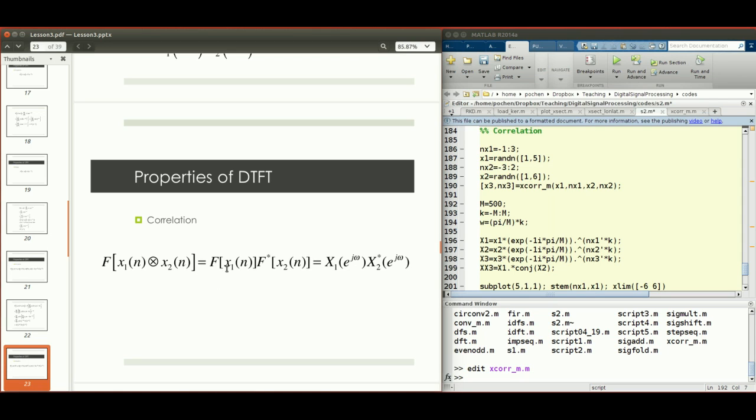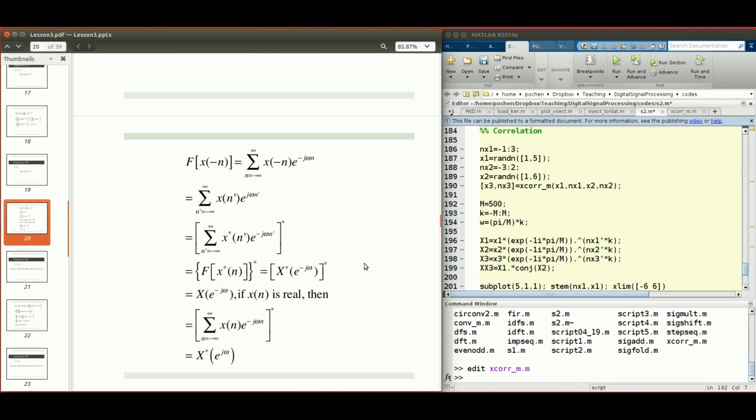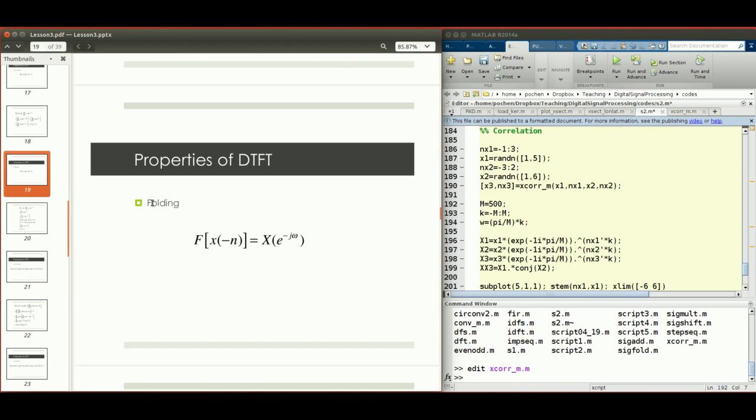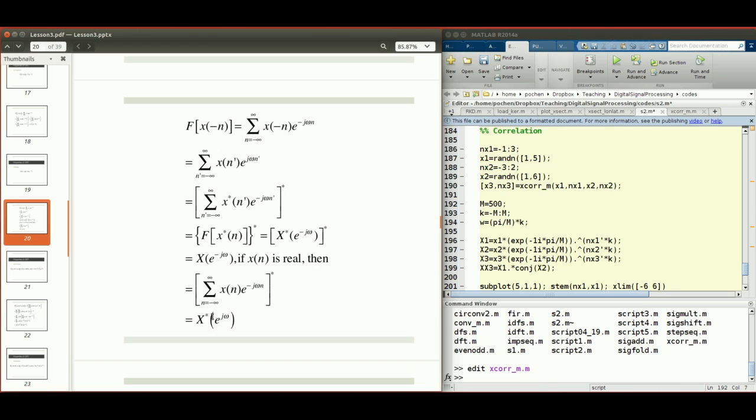In lesson 2, one of the results we got was that correlation is convolution after folding one of the signals, right? And you can imagine why we have a complex conjugation here, because of folding, right? That's the folding property. If you fold one of the signals in the time domain, you're going to get a conjugation in the frequency domain.